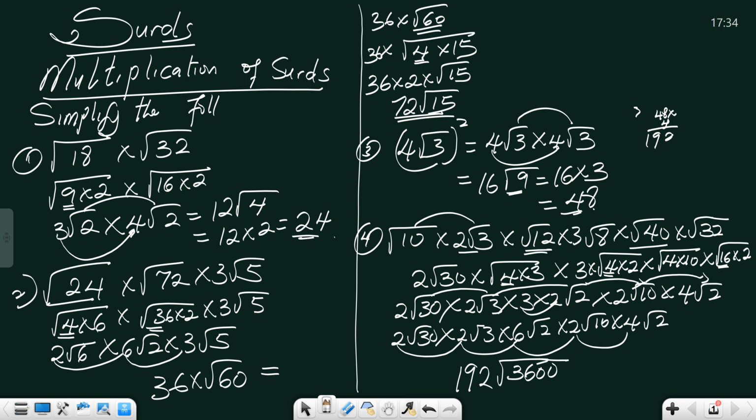So here I have root 3,600. And here, 192 times the square root of 3,600, which is 60. So to multiply this, 192 times 60, I'm going to have 11,520. That's the final answer.